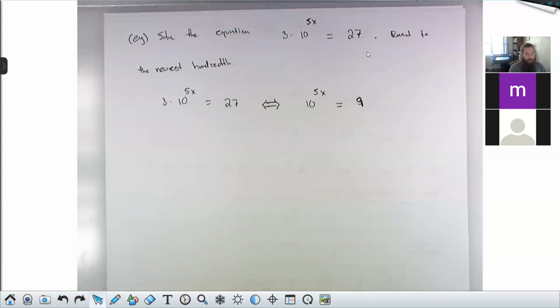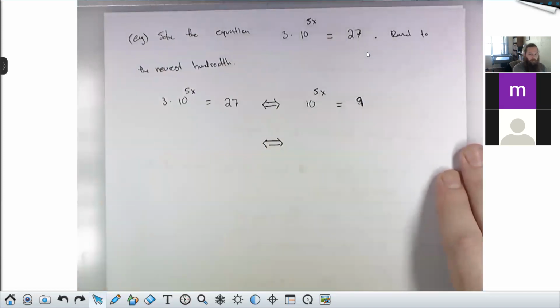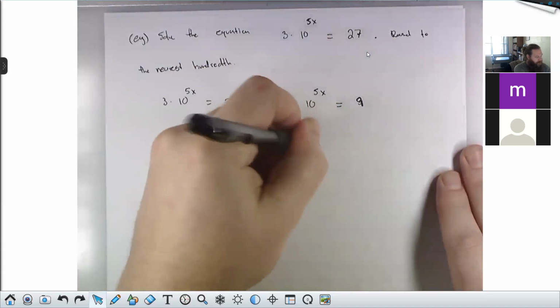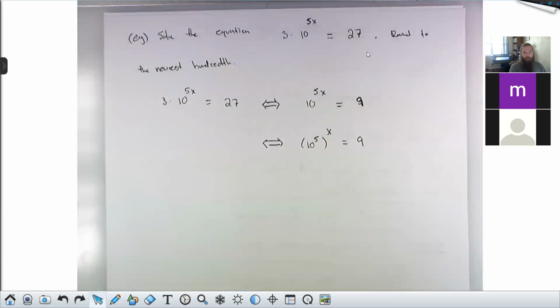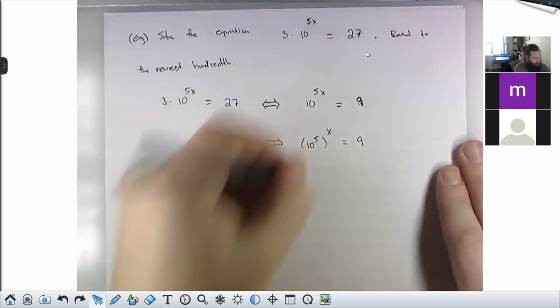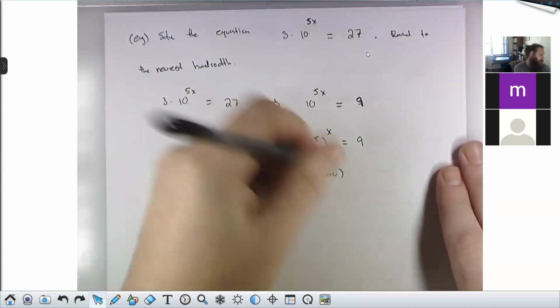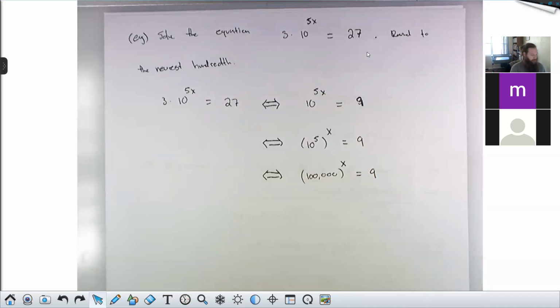There's a few ways to proceed from here. Remember from our work on the previous section, the previous homework, I can rewrite 10 to the 5x as 10 to the 5 all to the x. So that gives me this. 10 to the 5, I can go ahead and write as a number here if I want. 10 to the 5 is 100,000. So this is 100,000 to the x equals 9. Should take a second, make sure you're comfy with this. Any questions about how we get to this line? Once we're here, we're pretty much done.